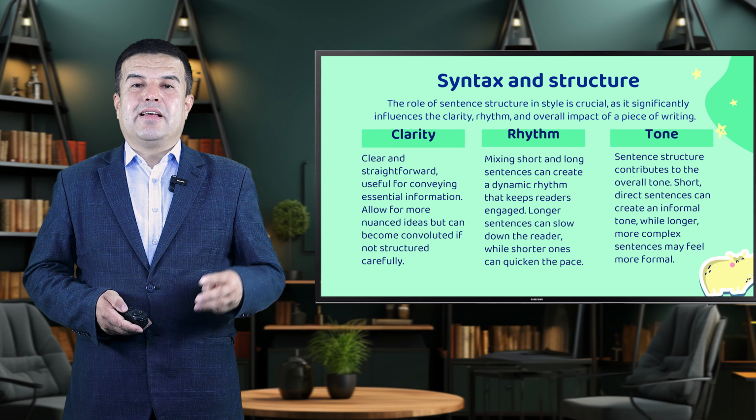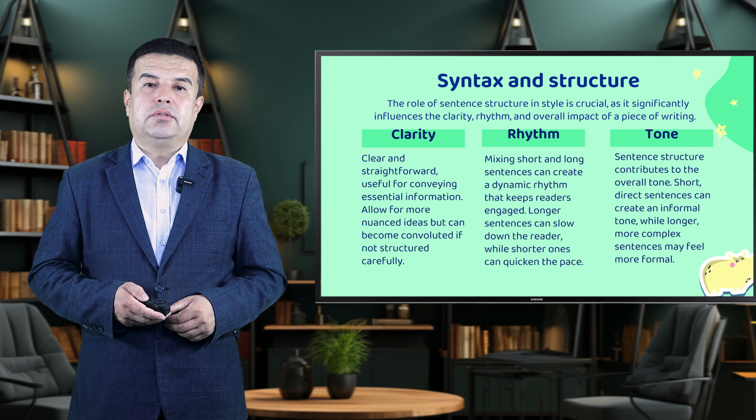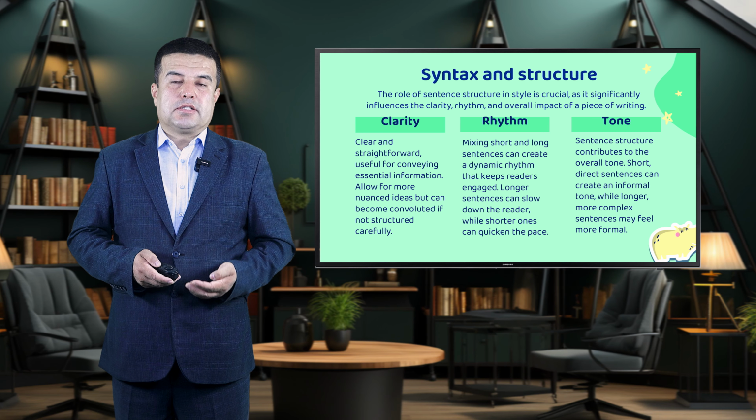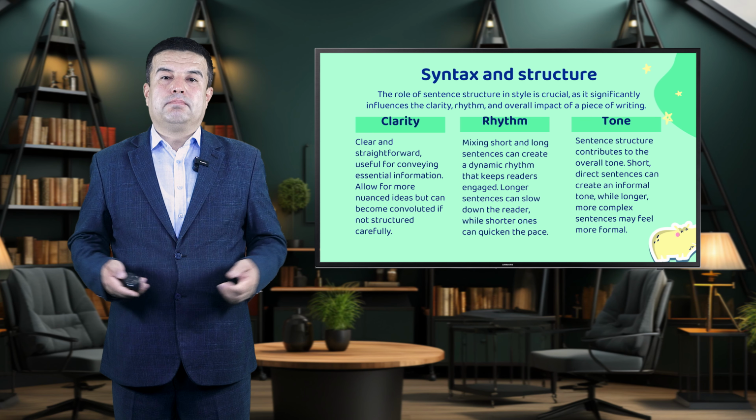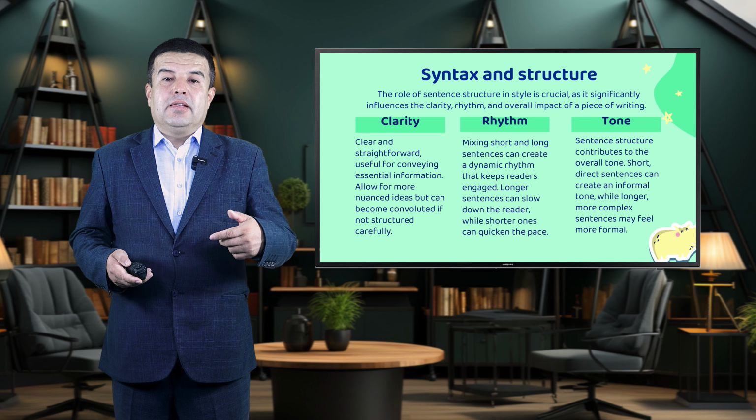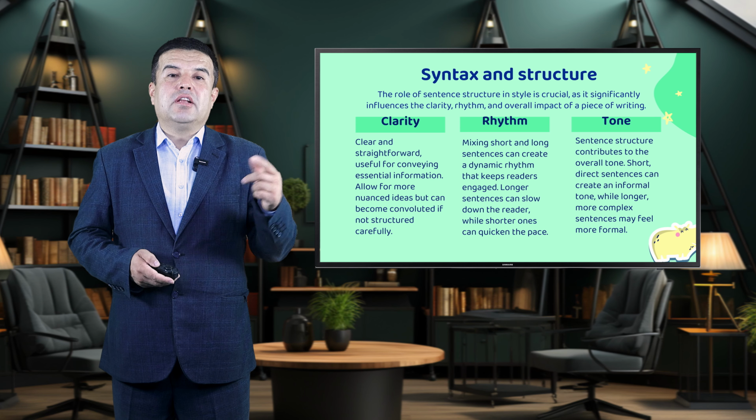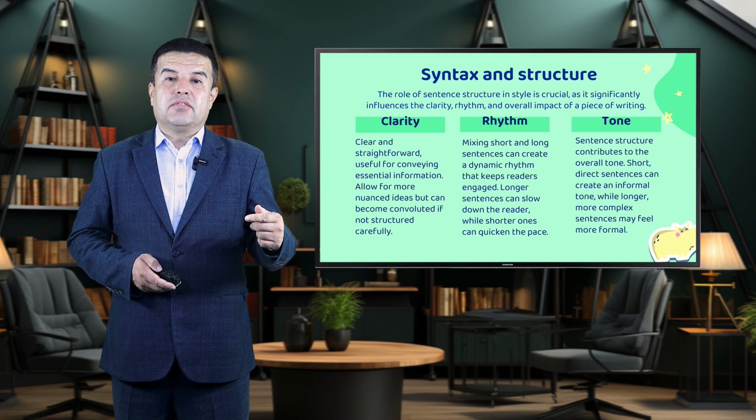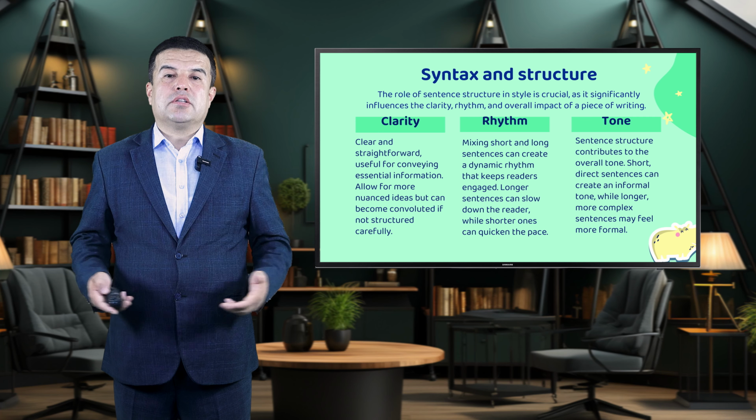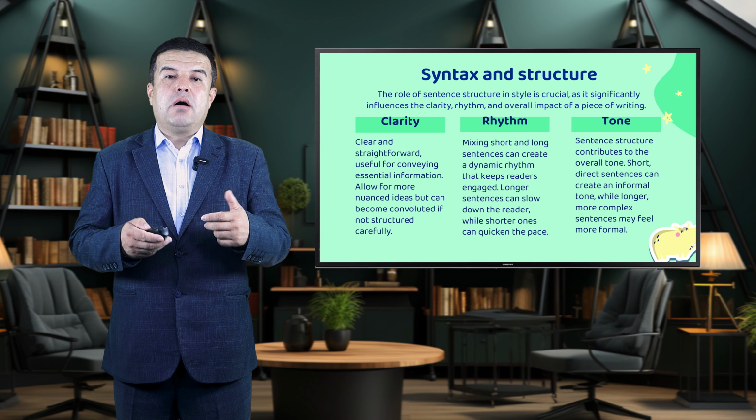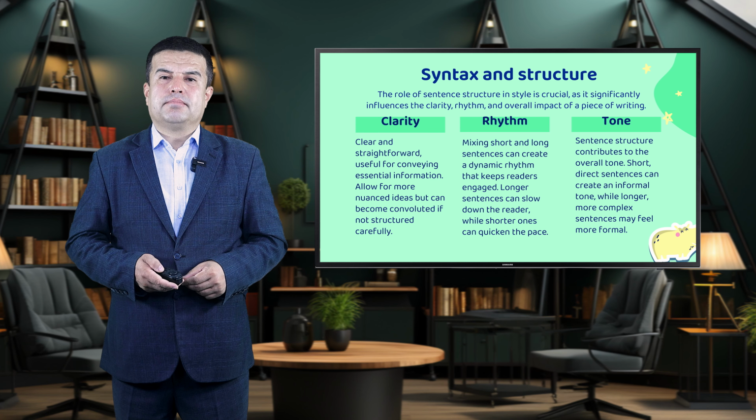There are also three main types in sentence structure. The first one is clarity, the second one is rhythm, the third one is tone. Clarity is clear and straightforward, useful for conveying the essential information. It allows for more nuanced ideas, but can become convoluted if not structured carefully.